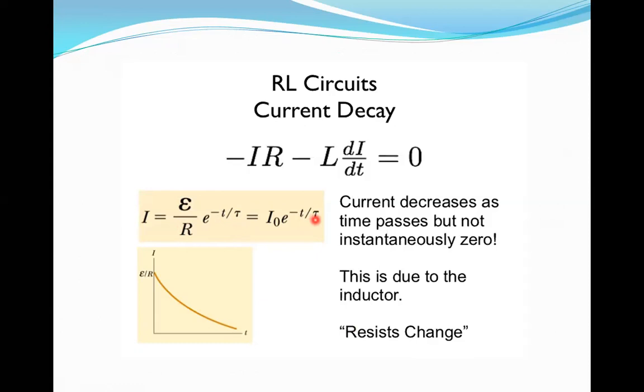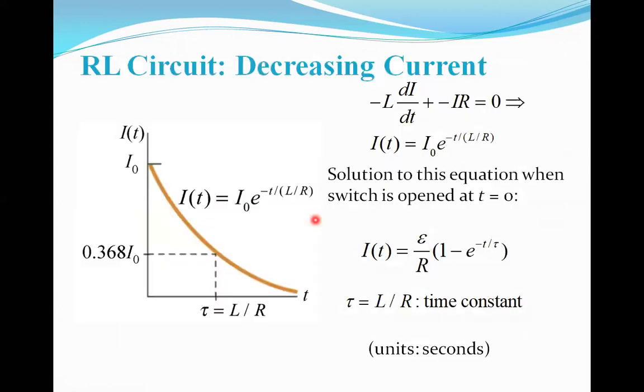So the current decreases as time passes, but not instantaneously to 0. It opposes, so it will never come to 0 instantaneously. This is due to the inductor's opposition to change. So this was the equation. We got the instantaneous value of I at time t as I naught into exponential of minus t by L by R.